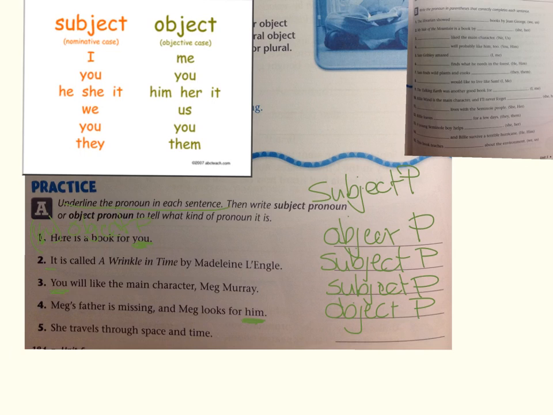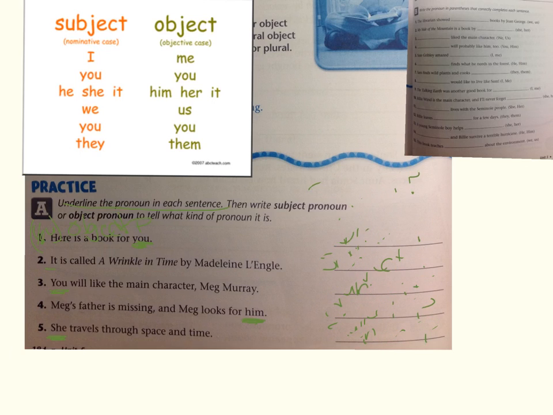All right, and then she travels through space. She is your pronoun, and she is also the subject of your sentence. So that means that she is the subject pronoun. All right, so once you have done that, I'm going to erase this so we can move to a different area on our page.